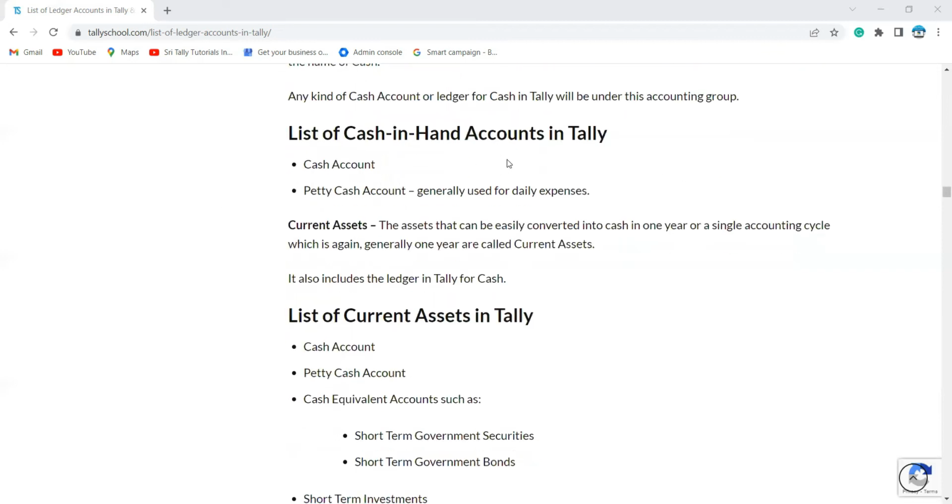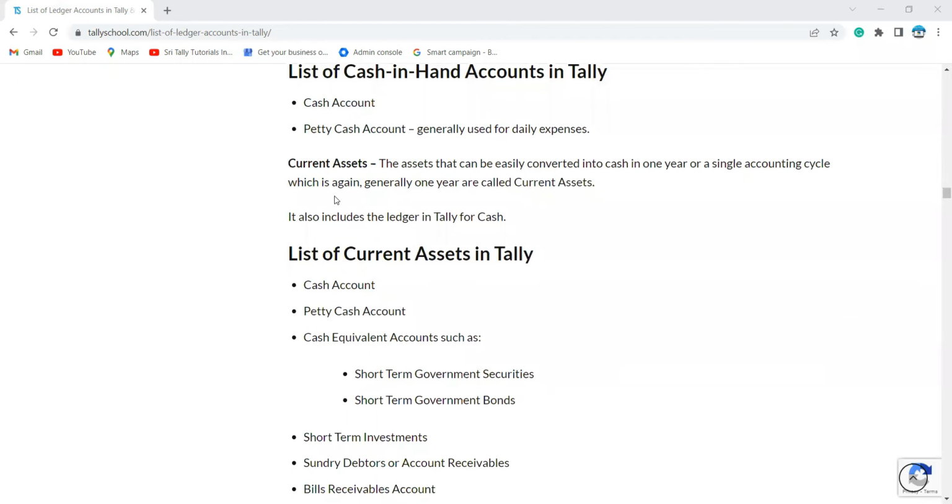So the list of cash in hand accounts: cash account and petty cash account, that's all. Next, what are current assets? In Tally, we have a current assets group also. What is the current assets group?